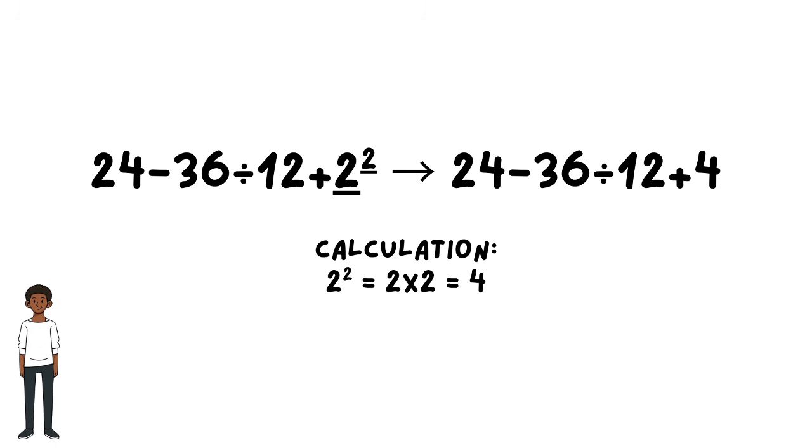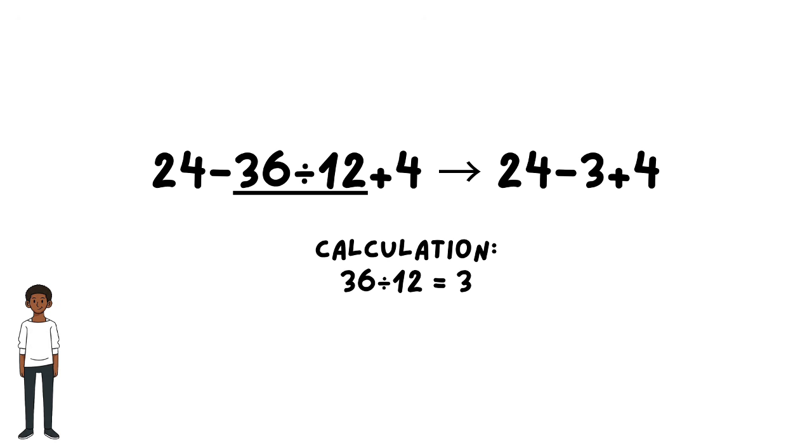Step 2. Evaluate the exponent term. 2 squared equals 4. Replacing 2 squared with 4 gives 24 minus 36 divided by 12 plus 4. Step 3. Division takes priority over subtraction and addition. 36 divided by 12 equals 3. This simplifies our expression to 24 minus 3 plus 4.